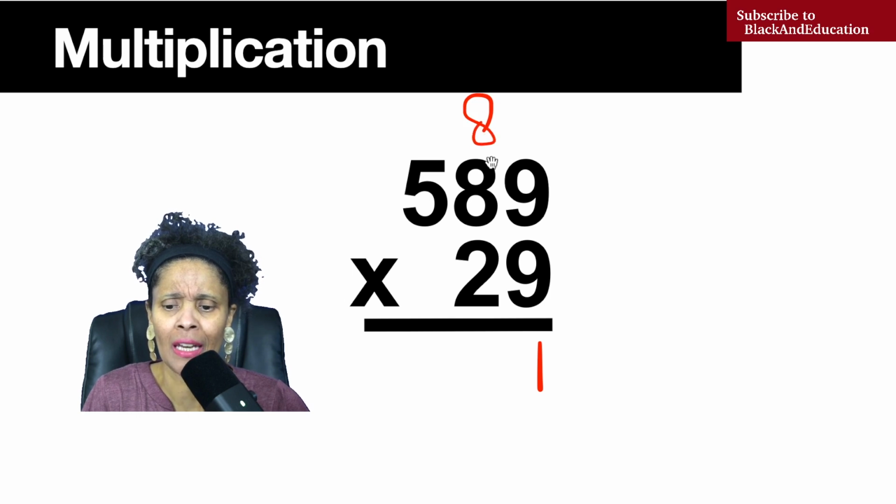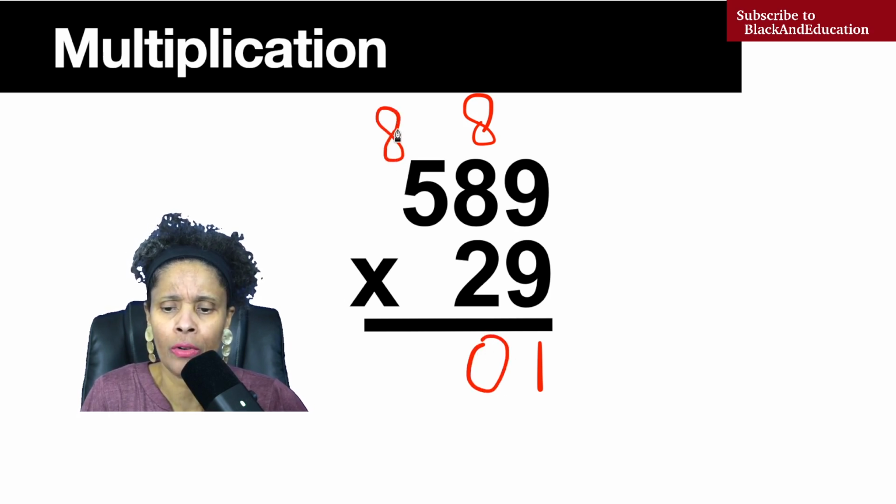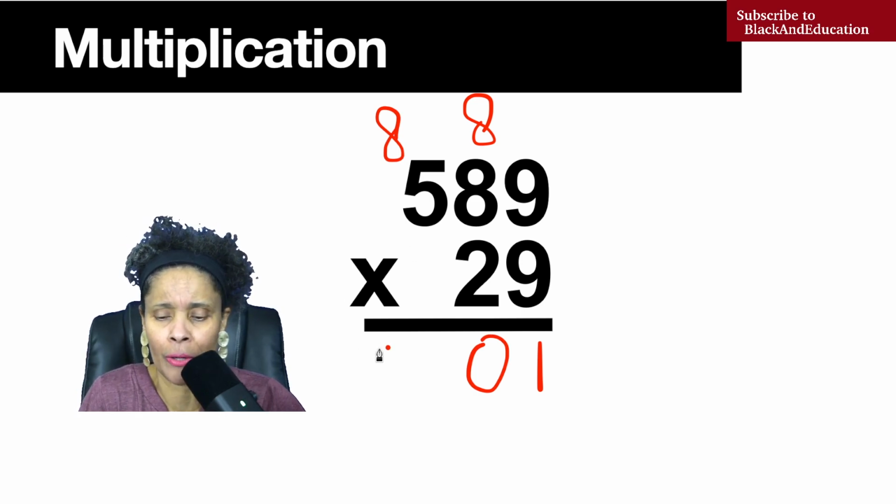And then we have 9 times 8 is 72, plus 8 is going to be 80. So we'll put our 0 down right here. We're going to carry our 8 right here. Carry that 8 over. Now we have 9 times 5, which is going to be 45, plus 8 is going to give us 53. So we go ahead and put our 53 right here.